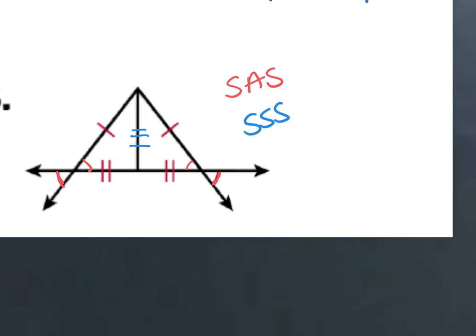And just because they look like they're a right angle doesn't mean they are. So be careful. You couldn't have said that that's 90 degrees. You couldn't use hypotenuse leg because it's not, unless it said something about it being perpendicular or there was a right angle. So don't assume that just because it looks like it, it works. Okay?